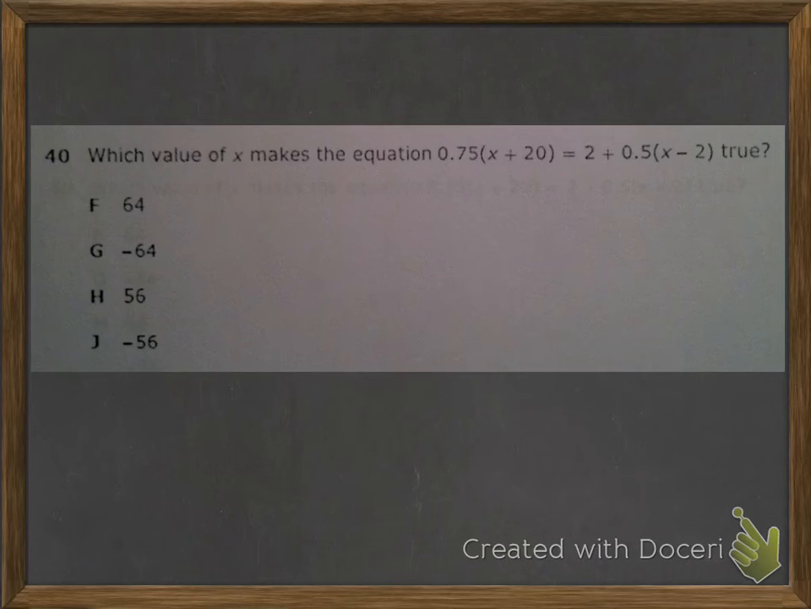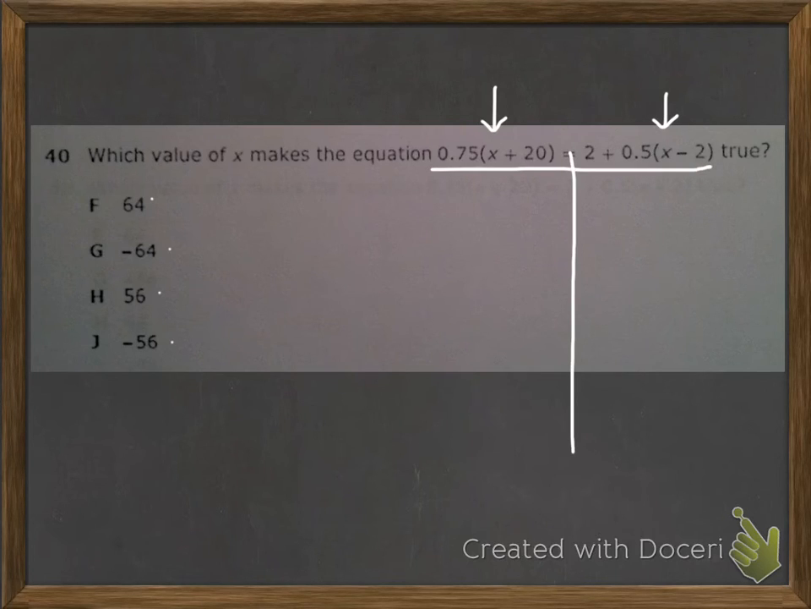Page 7, number 40 at the bottom, which value of X makes the equation true? So there's two ways you could do this. You could solve it, which we'll do together, but you could also take each answer choice one at a time, plug them in where X is. So for example, if you took F as your answer choice with the 64, you would put 64 where X is. You would type this whole thing into your calculator, but instead of X, use 64, enter. It'll tell you true or false. If it's true, that's your answer. If it's false, it's not your answer.